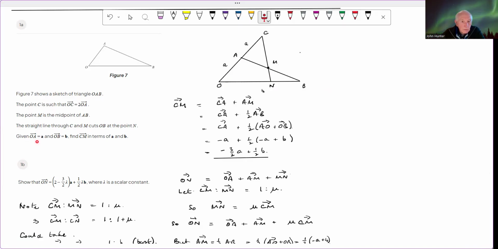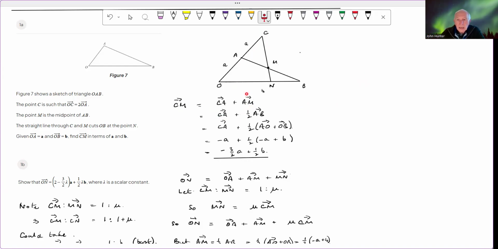So we're given that OA equals a and OB equals b. Find CM in terms of a and b. Well, this bit's fairly straightforward, really. We basically want to get from C to M, and we don't know this vector. That's what we're trying to find out. But if we take an alternative route, we will get the same vector. So if we go via A, CA plus AM, then we've got a fighting chance. So CM equals CA plus AM.